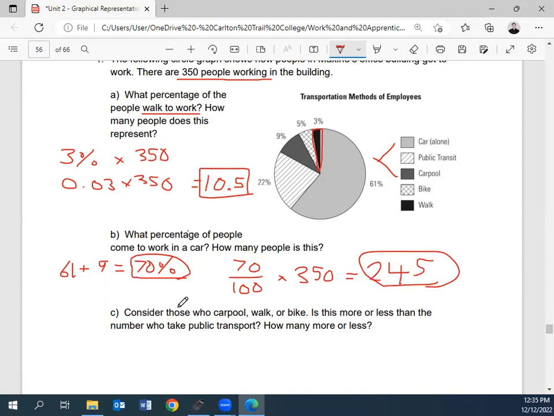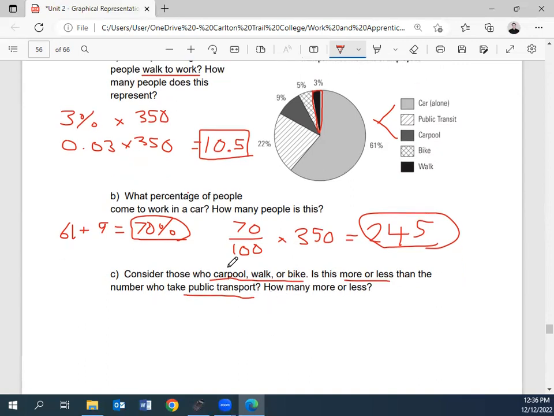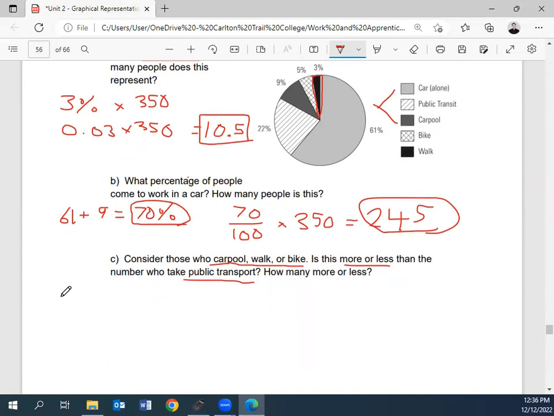Okay, so now what it's asking us to do, question C, is consider those who carpool, walk, or bike. Is this more or less than the people who take public transportation? So that's question one. It's comparing the two, which one's more? And then question two is, how many more or less? So first off, we want to figure out, what do we need to figure out here? How would I solve this?